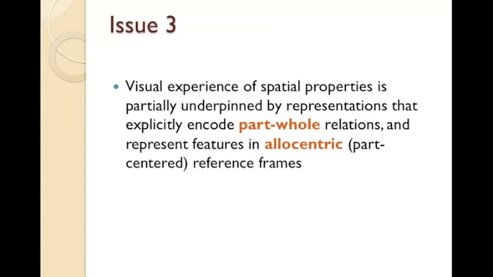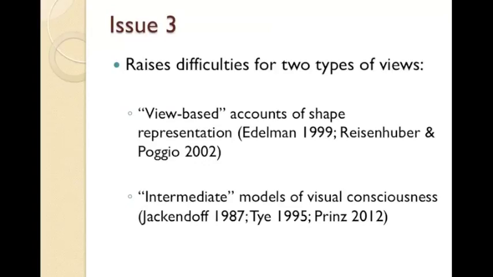Okay? So I argue that this actually raises difficulties for two types of views. Now, the first family of views that this raises difficulties for are so-called view-based accounts of shape representation that have been popular in the psychological literature on object recognition. And the main difficulty that these views face is that they don't encode any privileged decomposition of an object into parts. And so because of that, they can't distinguish between transformations that preserve the intrinsic shapes of an object's parts versus those that do not.